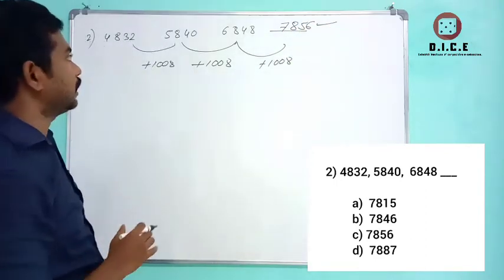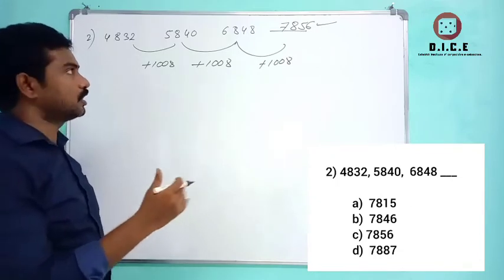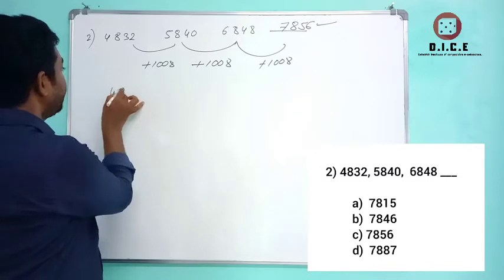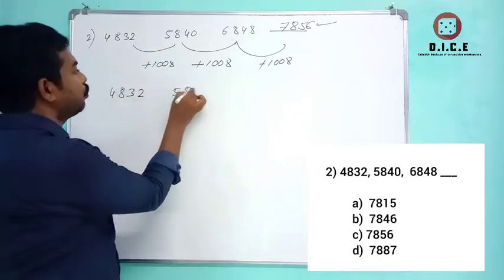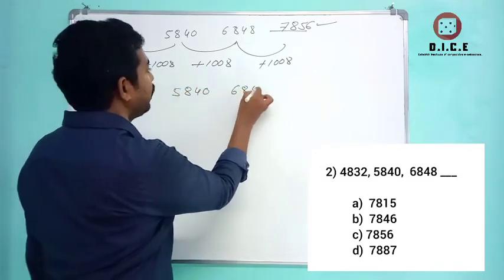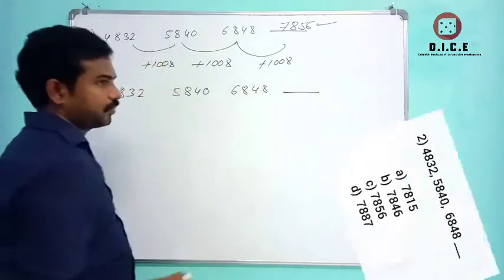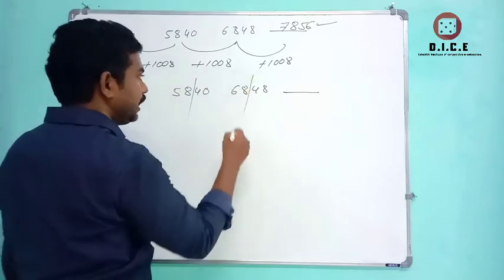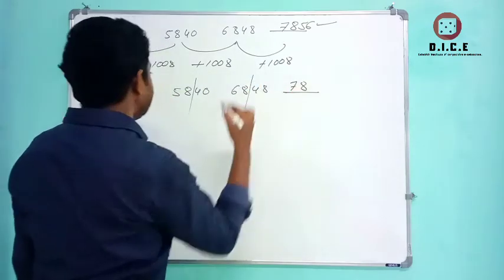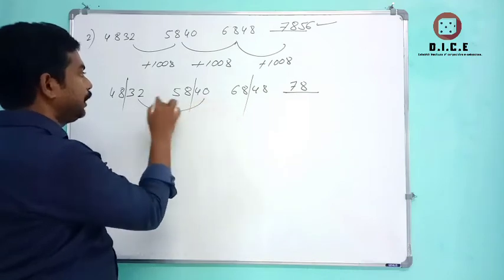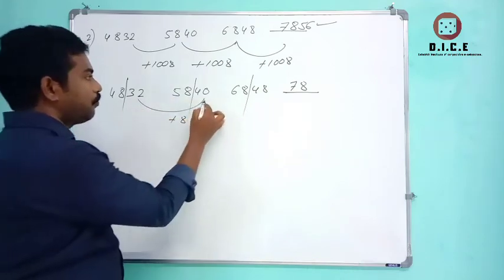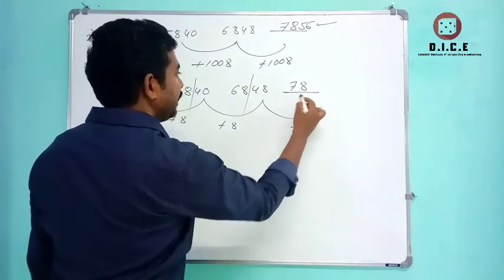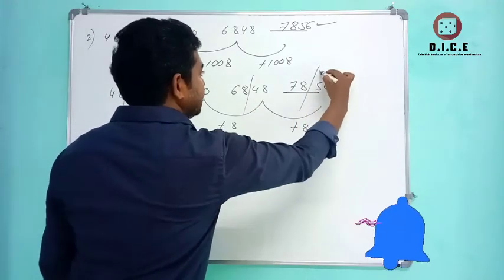But this question can be done with another rule also. If you see here, friends, 4832, 5840, 6848. We have to find our answer. Now we see here 48, 58, 68, and the next should be 78. The difference of 32 and 40 is plus 8, 40 and 48 is plus 8, and if you add 8 to 48, the answer should be 56, so 7856 is the answer.